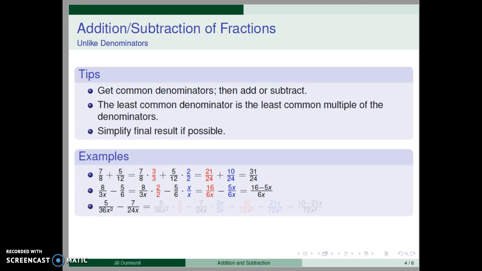To subtract fractions with denominators 36x squared and 24x, we need their least common multiple. Finding this least common multiple, or LCM, is not always easy, but in this case we might notice that the LCM is 72x squared. We will review momentarily how to find the least common multiple of two expressions. But to get our common denominators, we multiply the first fraction by 2 over 2, and multiply the second fraction by 3x over 3x. This produces 10 over 72x squared minus 21 over 72x squared. Therefore, when we subtract the numerators, we get 10 minus 21x over the common denominator of 72x squared.